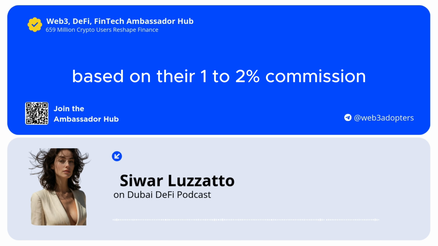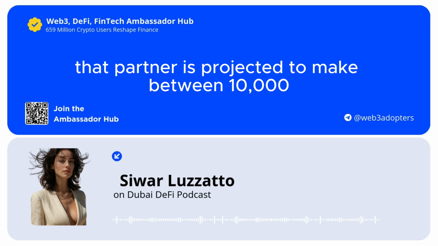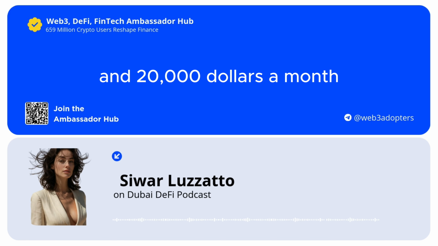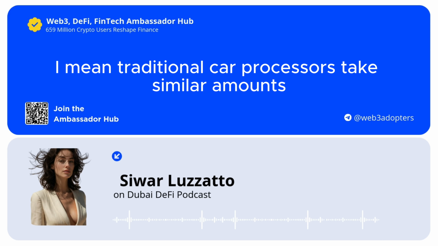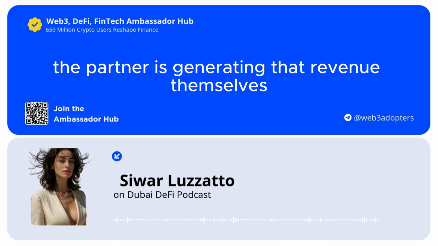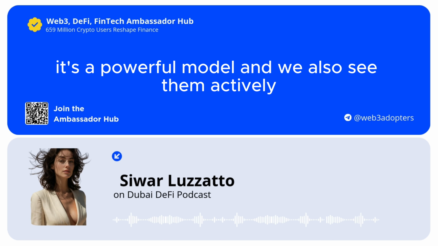Based on their 1% to 2% commission, that partner is projected to make between $10,000 and $20,000 a month. A 1% to 2% cut on that volume is significant. I mean, traditional card processors take similar amounts, but here, the partner is generating that revenue themselves while also making their own product stickier. It's a powerful model.